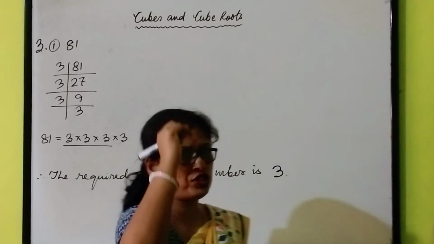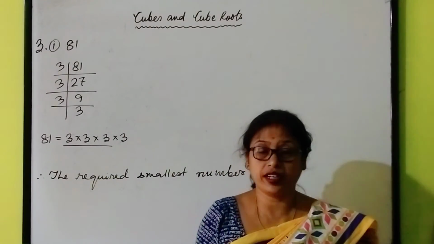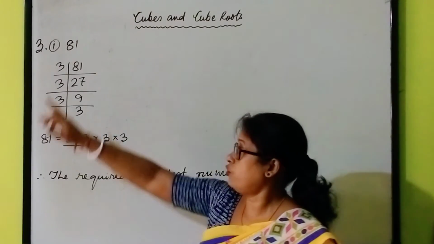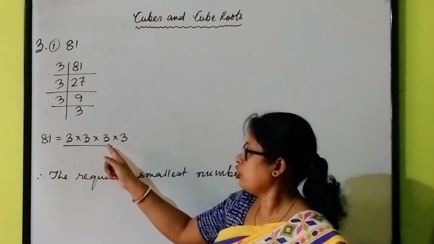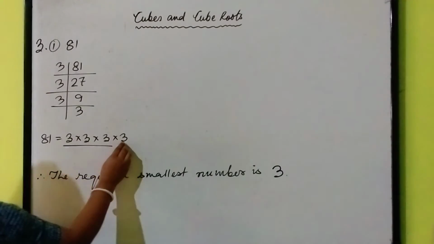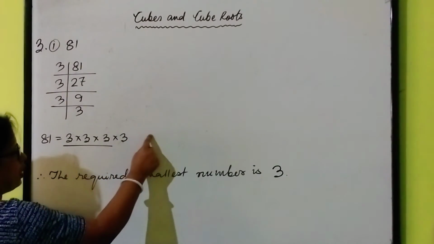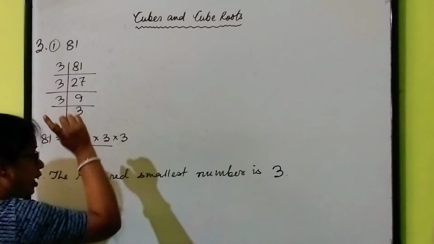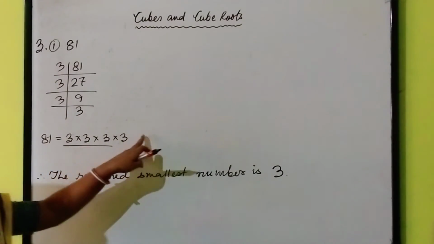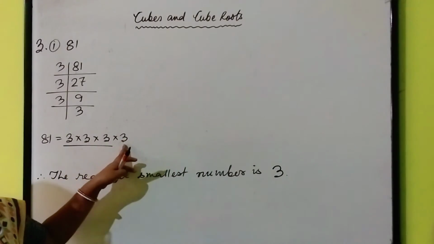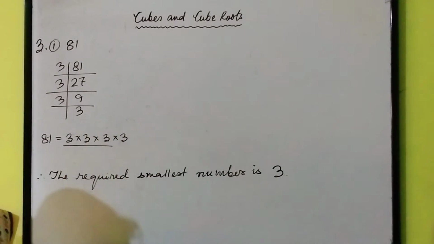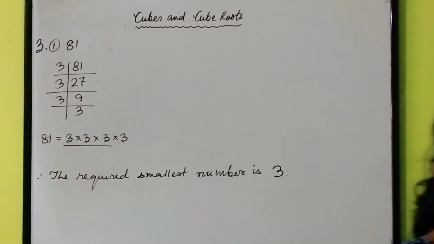Now, one extra question, my dear students. If you are asked to find the smallest number by which 81 must be multiplied to make it a perfect cube, what will be the number? Now see, multiply. That means to make it a triplet, you have to multiply by two 3s. So 3 times 3 is 9. If you multiply, then 9 is the smallest number by which it should be multiplied to make it a perfect cube. If division, the answer is 3. If multiplication, the answer is 9. Hope you have understood. Write it down. I'll do one more from this question. Clear?